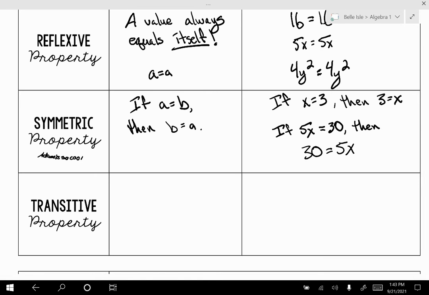Transitive property. Okay. This is going to use a little bit more reasoning. If A equals B and B equals C, then A equals C. Okay?